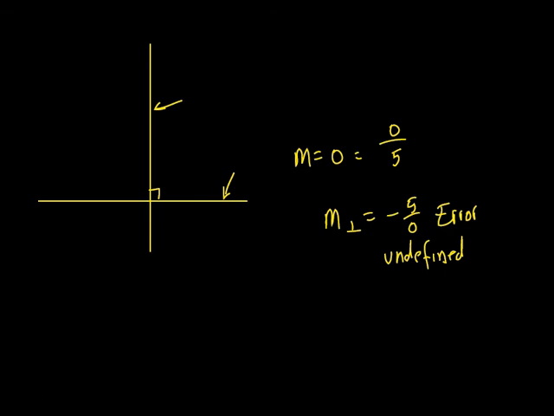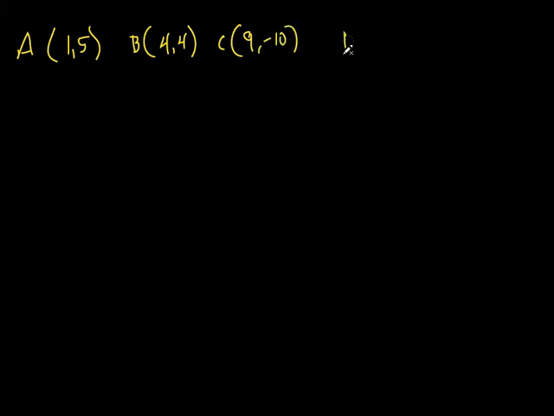Let me check the worksheet, see if I missed anything. Okay, watch this. We got a couple minutes, so I'm going to do this a little bit quick, but you can always look at it on here. So that's point A. Write this down. Point B is 4, 4. Point C is 9, negative 10. And then point D is negative 6, negative 5.